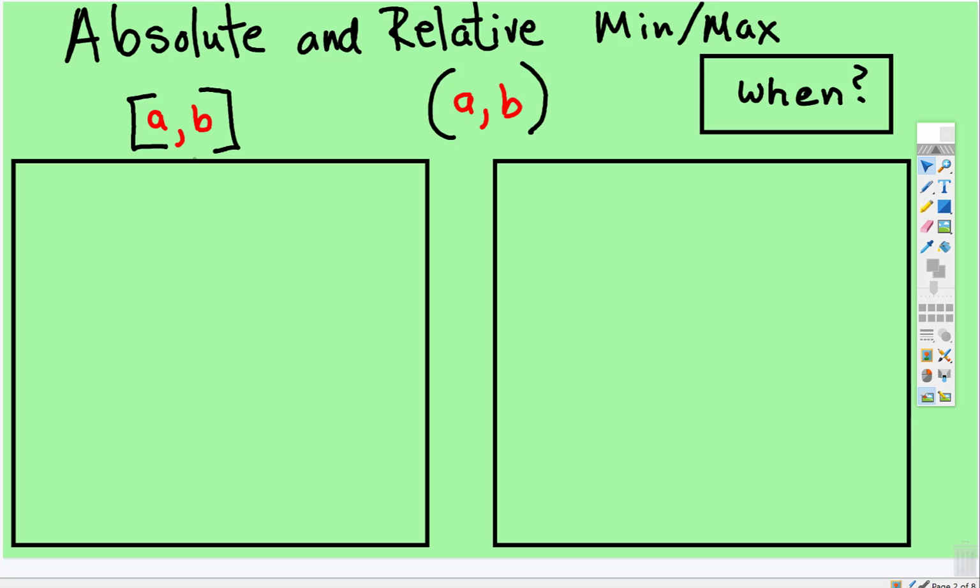Okay, going to introduce the idea of absolute and relative mins and maxes with functions. So here's kind of the big idea between the two. For absolute maxes, what you're going to be paying attention to is when there's a closed interval, meaning it includes the endpoints, and for relative mins and maxes, it's when there's an open interval, meaning you don't look at the endpoints, you look at everything in between.